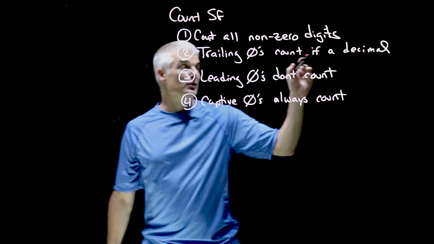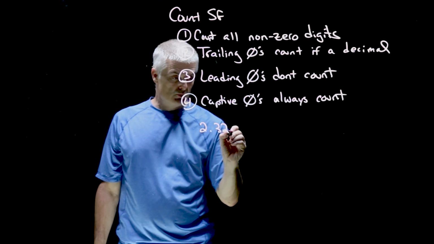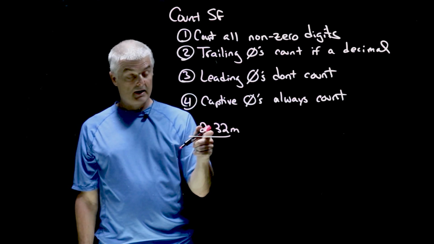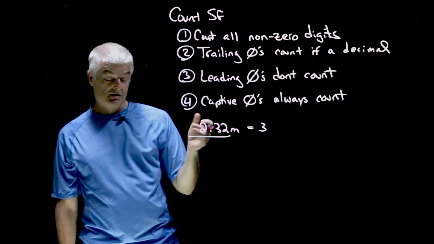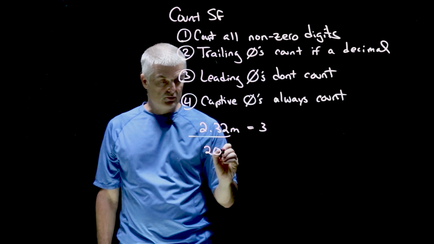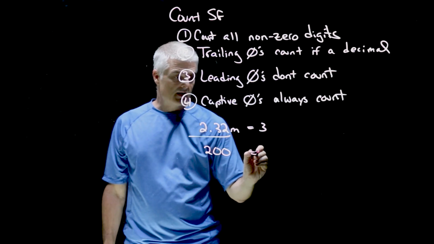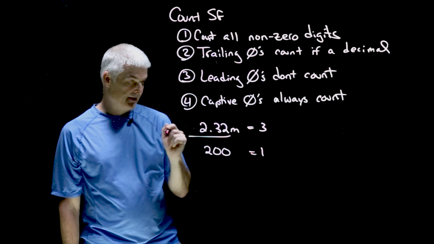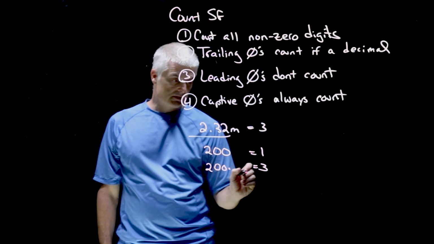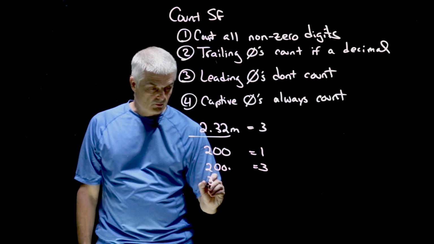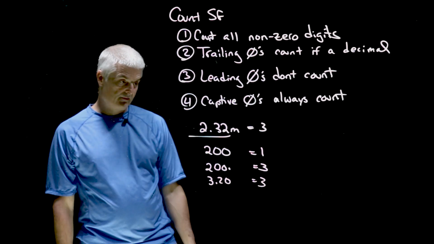So if I want to say all non-zero digits count, so this would be number 1 example, 2.32 meters. There are no zeros, they all count. This has 3 significant digits. A trailing zeros, there's actually 2 cases, if you will. A trailing zeros would be something like 200. 200 has no decimal, so this would only count as 1 significant digit. Got it? A little tricky on that. But if I said 200 point, that's 3 significant digits. Or if I said 3.20, there's a decimal, that's also 3 significant digits.